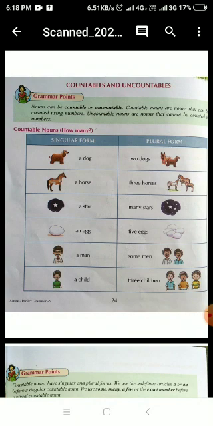So, students, what we are going to do today is learn about countables and uncountables, which is given on page number 24 of your English 1 book. So, students, what do you mean by countables and uncountables? No problem, I will tell you.